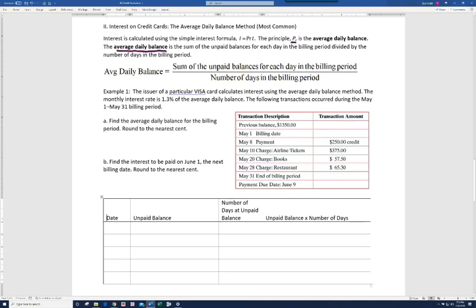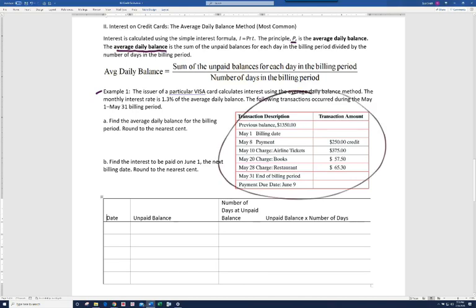Now let's look at example 1 here. The issuer of a particular Visa card calculates interest using the average daily balance method. We won't do any other methods, so you can assume it'll be this method. The monthly interest rate is 1.3% of the average daily balance. Now keep in mind that's just 1 month's interest. If you multiply that number by 12, you'll actually see what the interest is per year, which is what we usually quote. The following transactions occur during the May 1st through May 31st billing period.